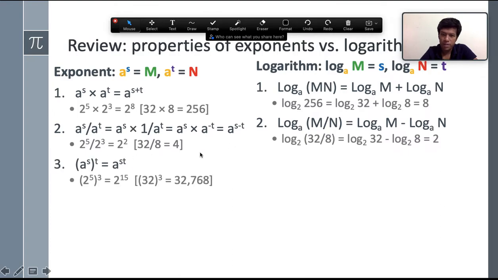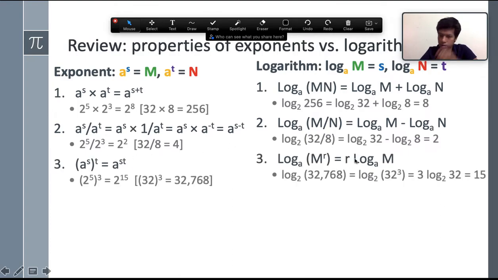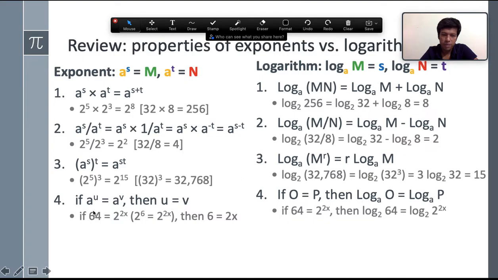Then power multiplication. In the logarithm, this power actually comes to the front. The reason is the number of copies this represents. And then if a to the power u equals a to the power v, then u equals v. This is one of the important rules that you will be using if you try to solve exponential equations.